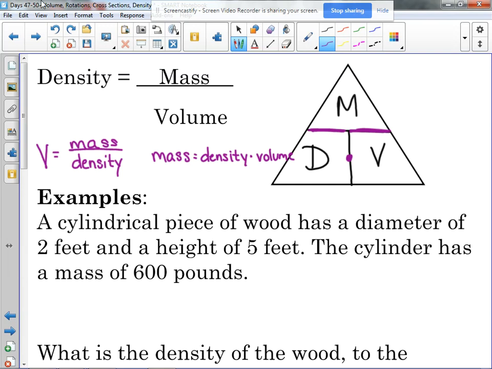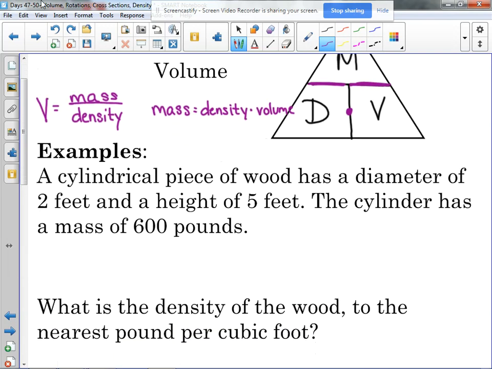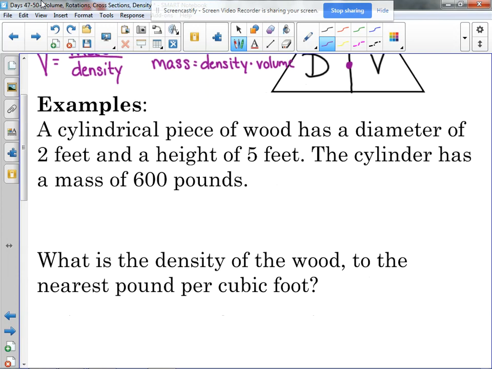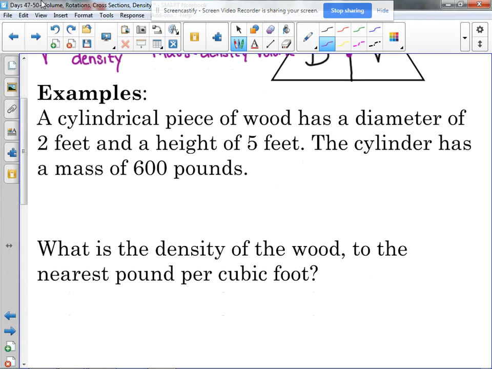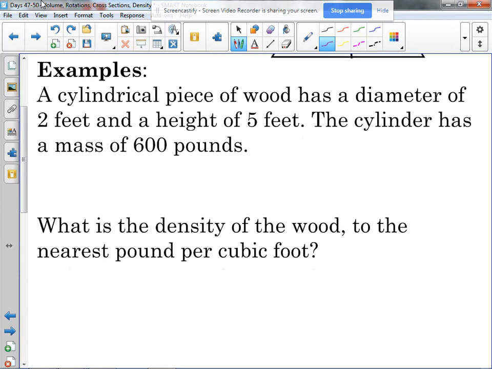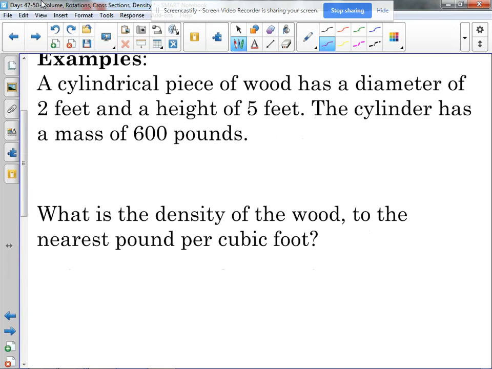feet and a height of 5 feet. The cylinder has a mass of 600 pounds. What is the density of the wood to the nearest pound per cubic foot? So we're wanting density. Density equals mass divided by volume. I encourage you to set up the ratio every time based on what you're looking for and what you're given. What you're looking for, you need by itself. So we're looking for density.